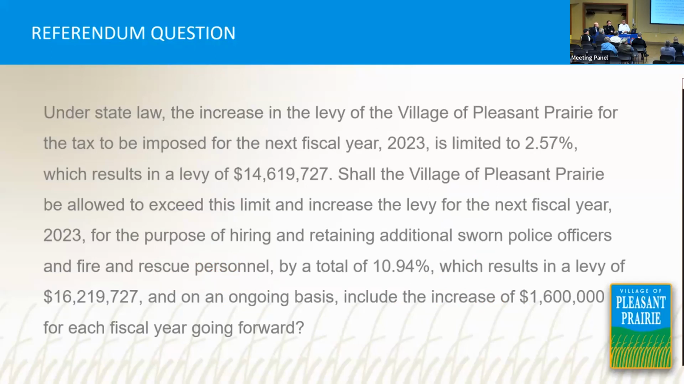So under state law, the increase in the levy of the Village of Pleasant Prairie for the tax to be imposed for the next fiscal year 2023 is limited to 2.57%, which results in a levy of $14,619,727. Shall the Village of Pleasant Prairie be allowed to exceed this limit and increase the levy for the next fiscal year 2023 for the purpose of hiring and retaining additional sworn police officers and fire and rescue personnel by a total of 10.94%, which results in a levy of $16,219,127 on an ongoing basis, including the increase of $1.6 million for each fiscal year going forward.